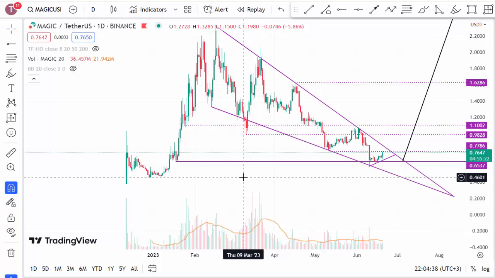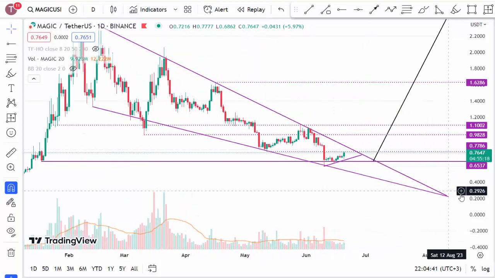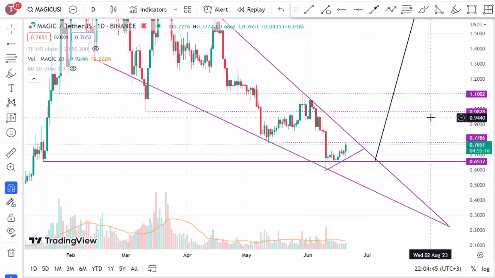However, both the moving averages and the price breakouts, as well as the indicators, are providing us with very positive results. Now we can say that Magic Coin can reach good levels.